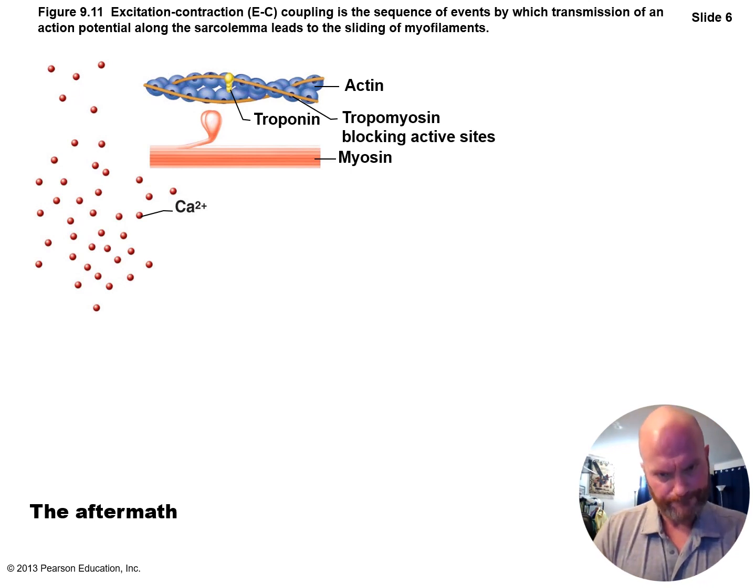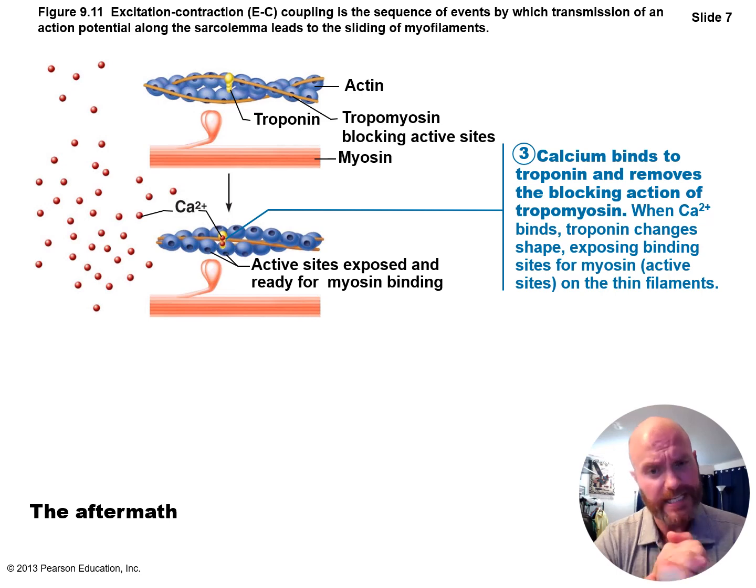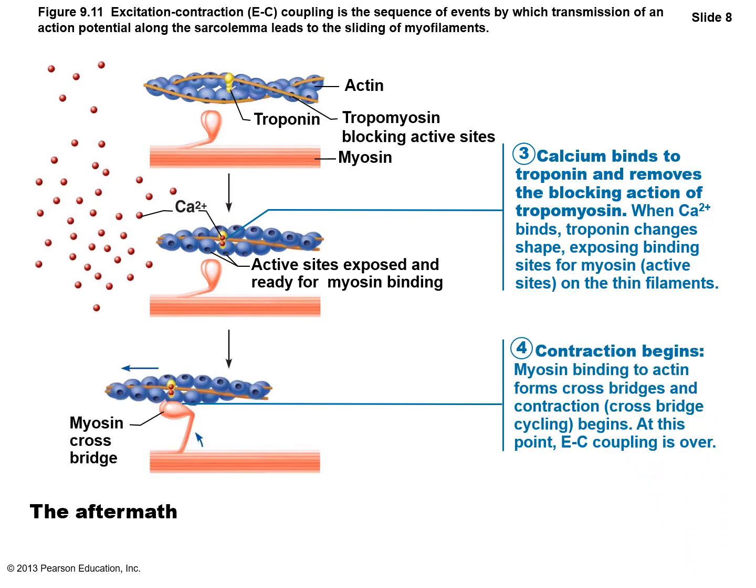So let's take a look at that. You can see here again, we have our actin in blue. Our tropomyosin is that brown molecule that's blocking the active sites, and the troponins are in yellow. When calcium binds the troponin, this removes the blocking action of tropomyosin and exposes those myosin binding sites. Since the myosin is allowed to bind to actin, this forms cross bridges and contraction. This is known as cross-bridge cycling, and that's what begins. And at this point, excitation-contraction coupling is over.